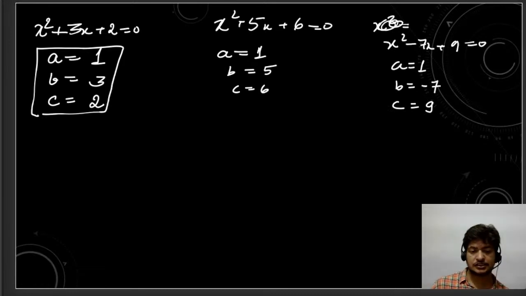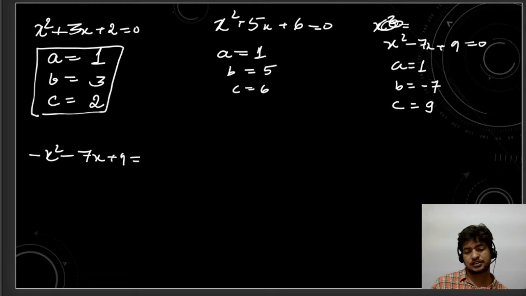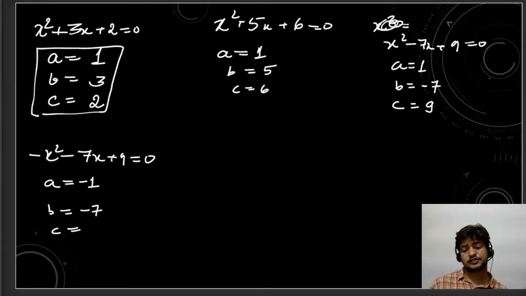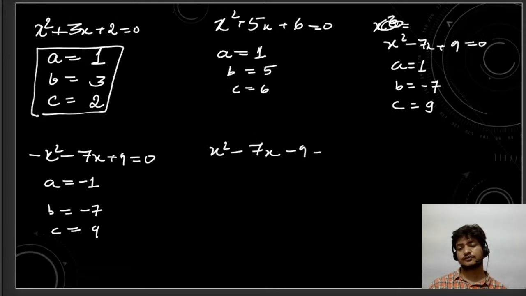Last one, if I'm writing minus x square minus 7x plus 9 that is equal to 0, I can write the value of a as minus 1, the value of b as minus 7, and the value of c as 9. One more question, if I'm writing x square minus 7x minus 9 plus 8 is equal to 0.